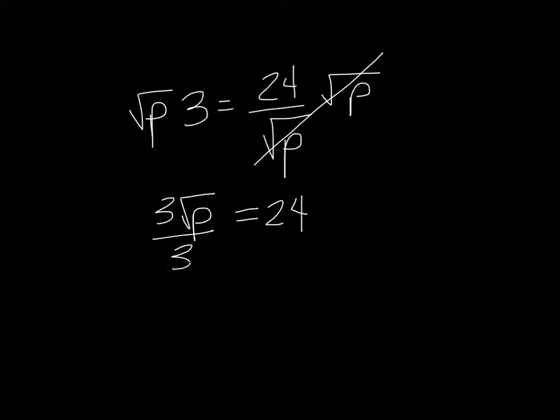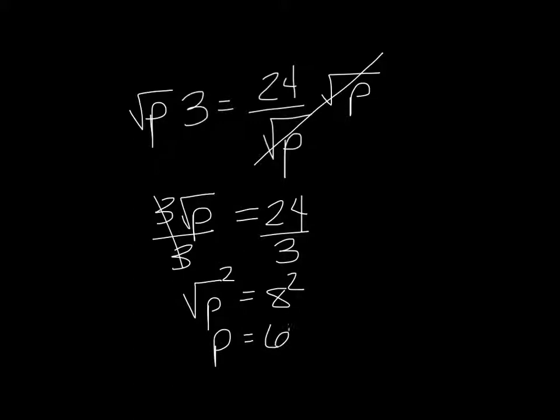And then I divide by 3 on both sides. So now I'm just solving for p. Now it should be pretty easy. Square both sides, so p equals 64. And it really wasn't that bad once you got p out of the denominator.